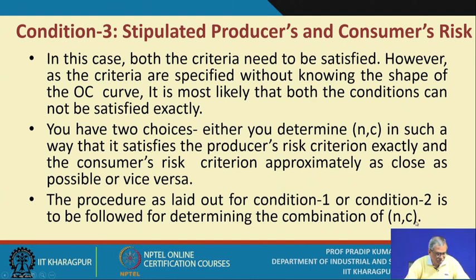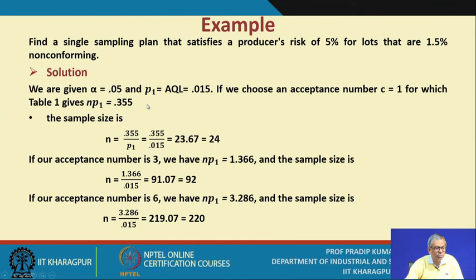Is it okay? So please go through this example, which is related to finding a single sampling plan that satisfies a producer's risk of 5% for lots that are 1.5% non-conforming. So what is the solution? Here alpha is 0.05, and p1, that is AQL, is 0.015. If we choose an acceptance number c equal to 1, for which table 1 gives np1 equal to 0.355, the sample size is this.